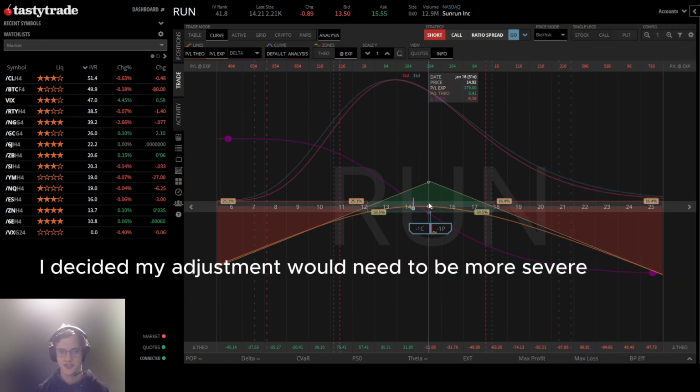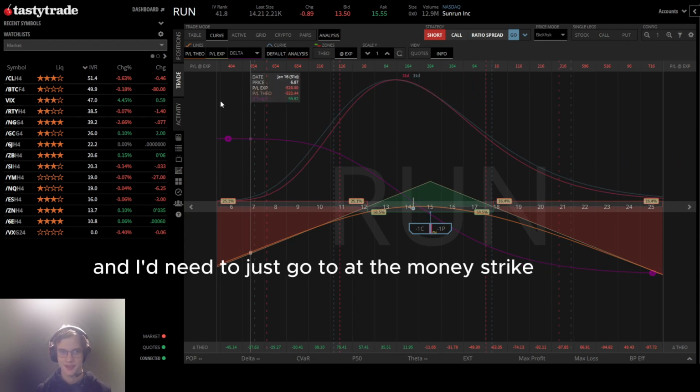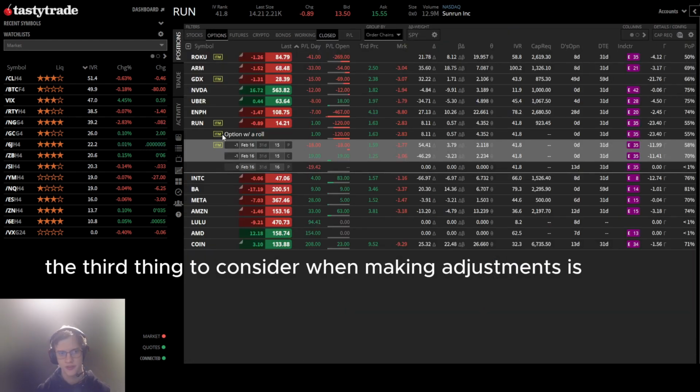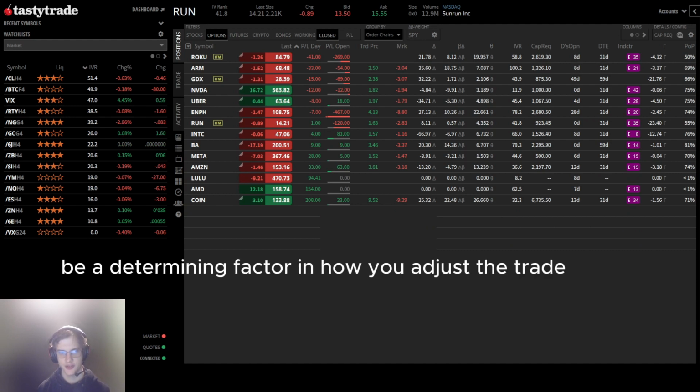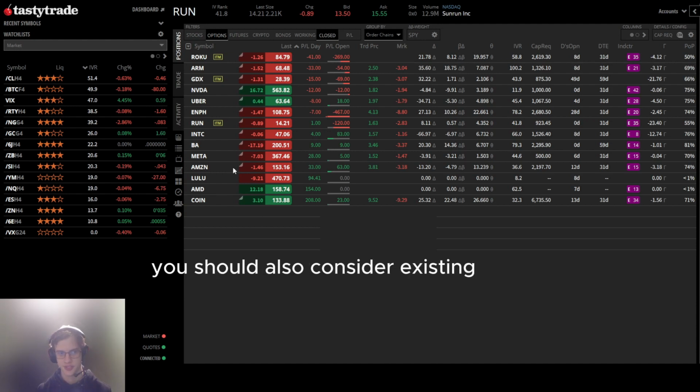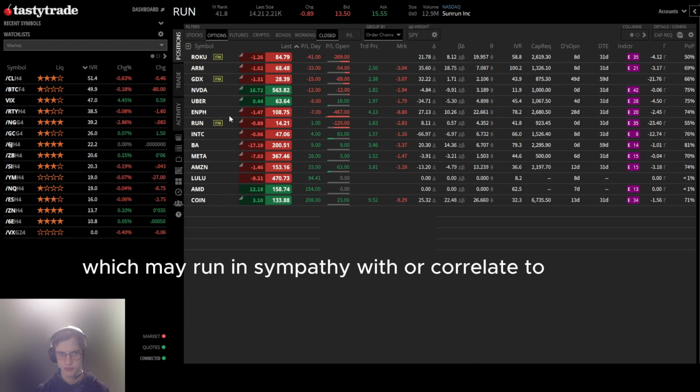And for that reason, I decided my adjustment would need to be more severe, and I'd need to just go to the at-the-money strike. The third thing to consider when making adjustments is the status of my portfolio. Portfolio delta or theta are useful to consider here and should be a determining factor in how you adjust the trade. You should also consider existing positions that you have on which may run in sympathy with or correlate to your existing positions.